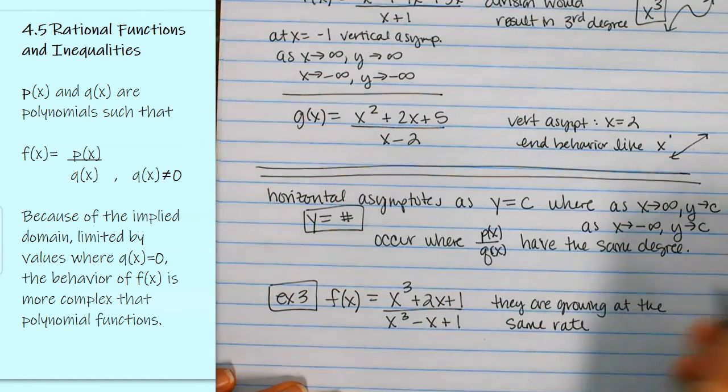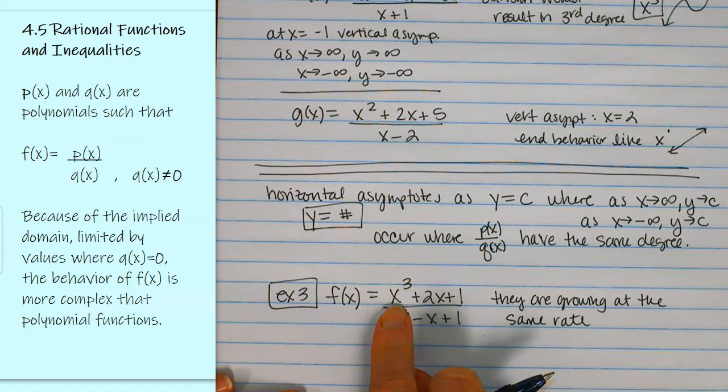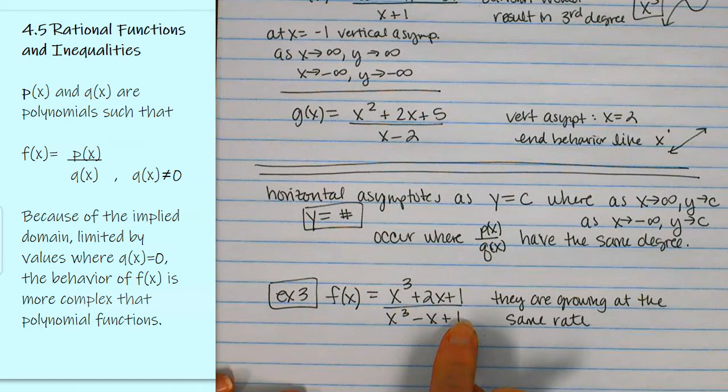And this may not make sense to you yet, but it will as we go through them. They're growing at the same rate. So if I put in x equals 10, I'm going to have 10 cubed here, and on the bottom, I'll have 10 cubed here. These numbers will be essentially the same. The smaller numbers will be incrementally smaller, so they're not always the same.